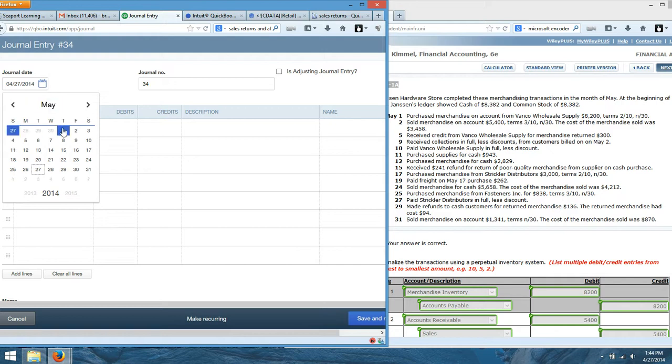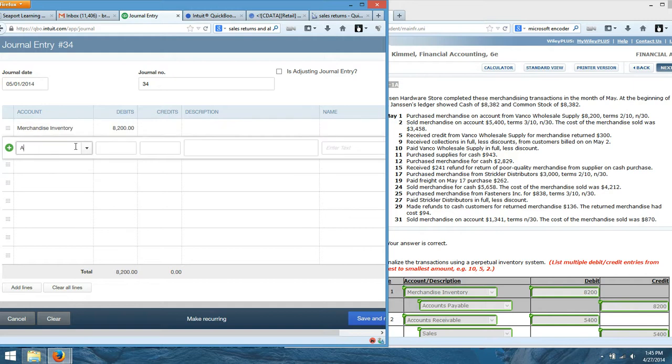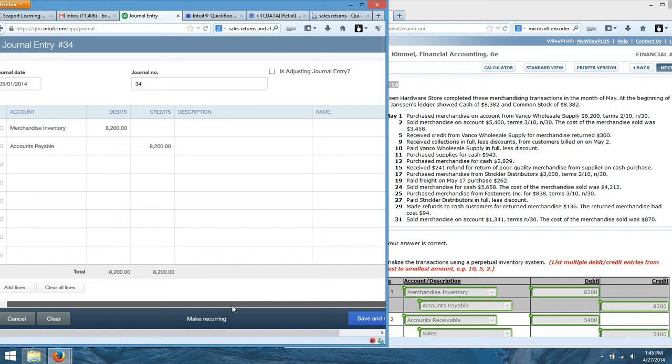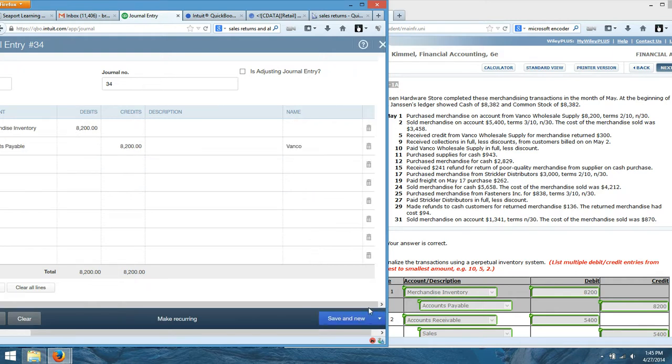We'll go here to May the 1st for our first transaction, and this is going to be for merchandise inventory, and it's going to be for the amount of $8,200. And this is going to be accounts payable. Now, anything that's in accounts payable or accounts receivable requires the name to be listed. And this one is going to be Vanco. So we're going to go ahead and save that. We're good to go.